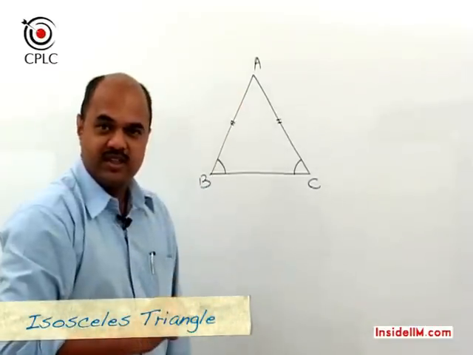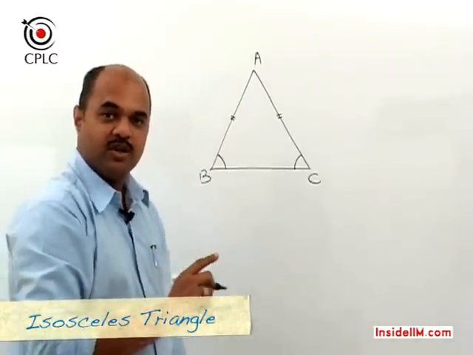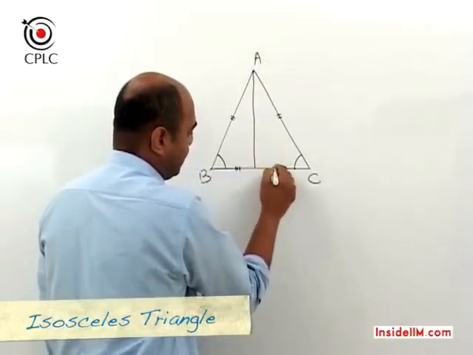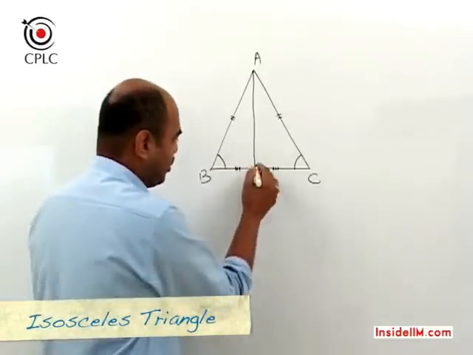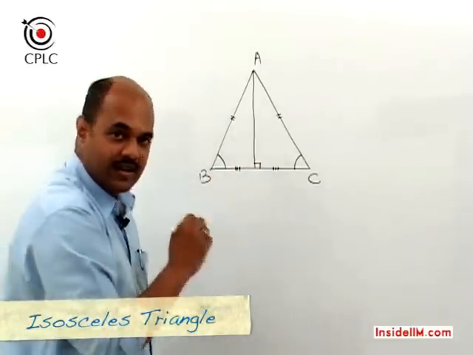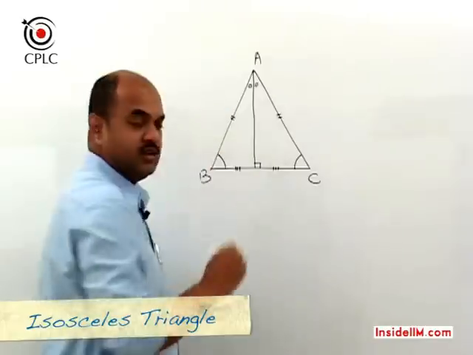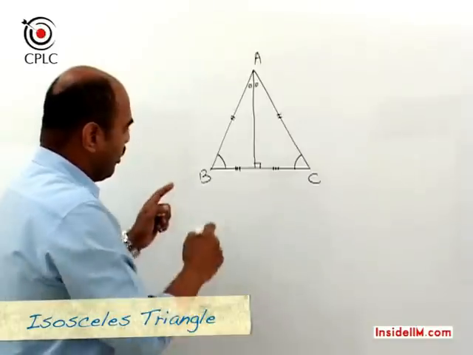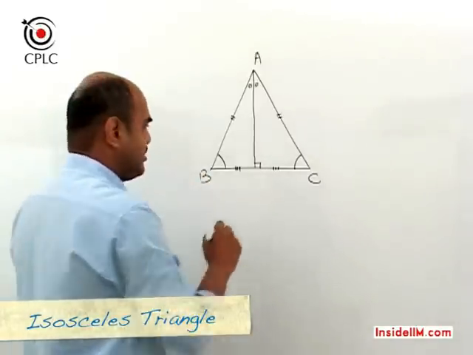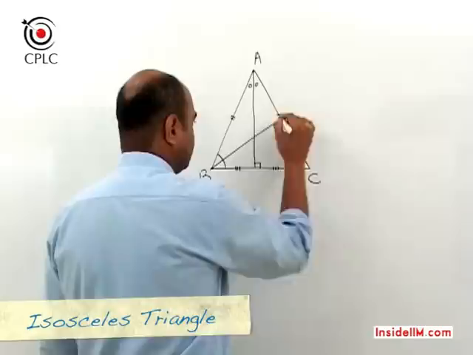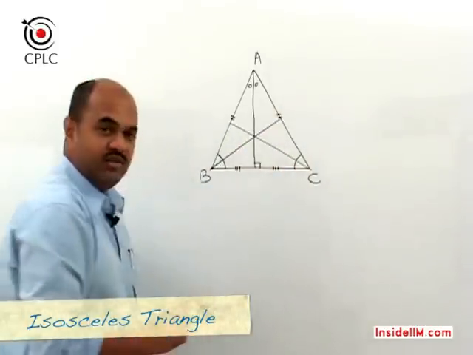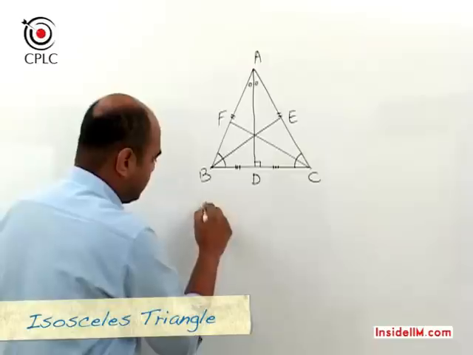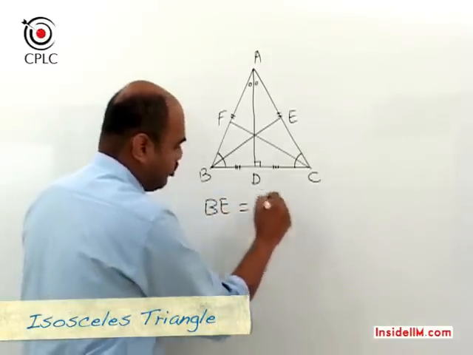From this common vertex A, which means the vertex which is common to the two equal sides, when we draw the median, that median is also equal to the altitude, that is also equal to the angle bisector, and automatically that is also the perpendicular bisector. From the other two vertices, when we draw the medians, then we would find that these other two medians, which are BE and CF, would be equal.